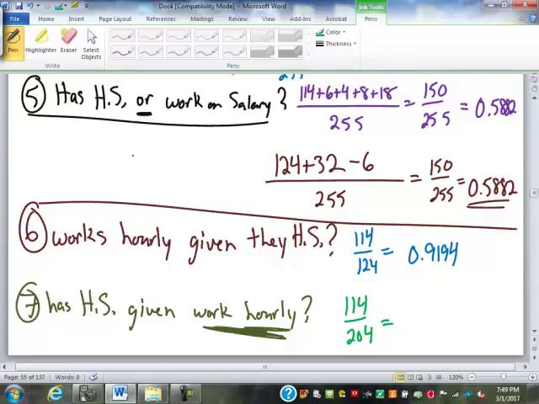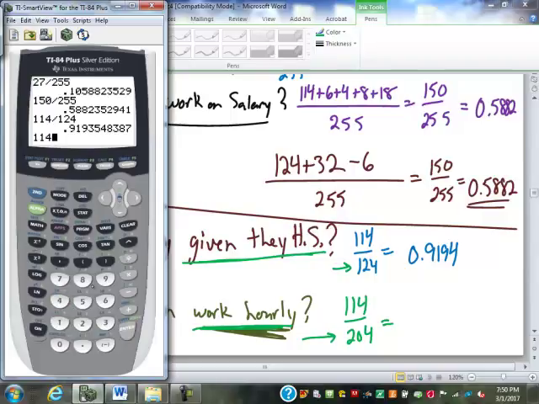So what we've done here in both of these cases, when we say given, it means we're not looking at the whole group anymore. We're not looking at the 255 in this case anymore. We're focusing on that group where it says given. Given high school, that means we're focusing on just those 124 that have the high school education. Given that they work hourly, that means we're focusing only on those 204 that work hourly. And in that group, 114 of them meet the other condition. So this is going to be 114 divided by 124. Not 124, sorry. 114 divided by 204. 0.5588.